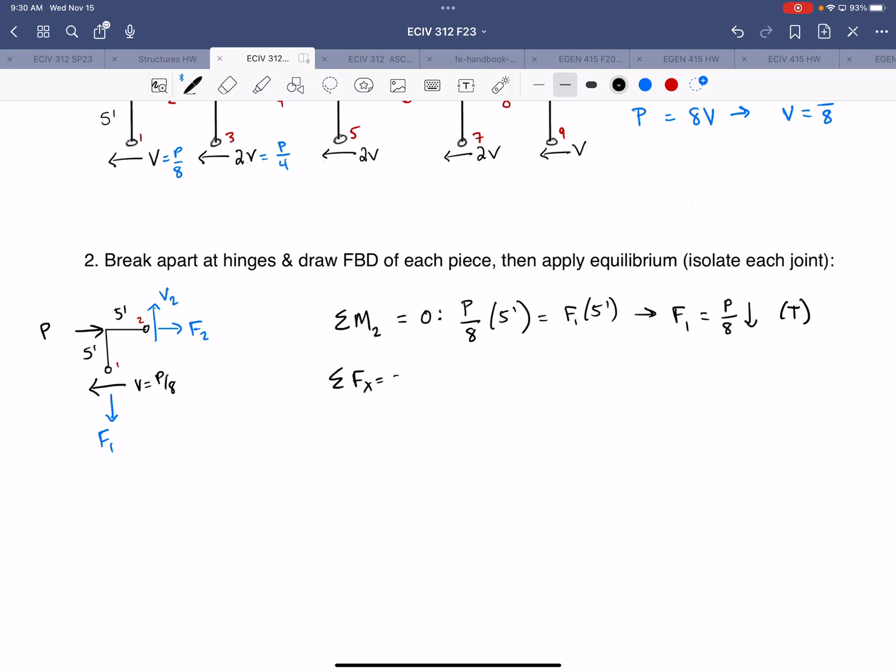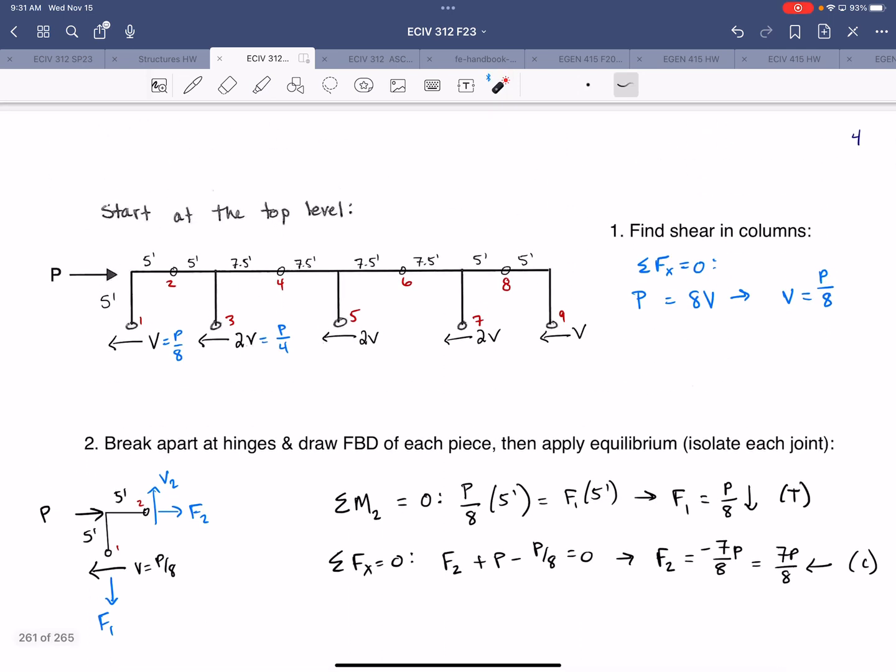Then we can sum forces in X to find F2. All right, so F2 plus P minus P over 8 is equal to 0. So F2 is equal to, we got negative 7 P over 8. So that's 7 P over 8 in the opposite direction that we initially assumed. So is that tension or compression? Compression, good. All right, and as a gut check, it makes sense that our beam, that is immediately after the applied load, is going to be in compression since that load is pushing on the frame.